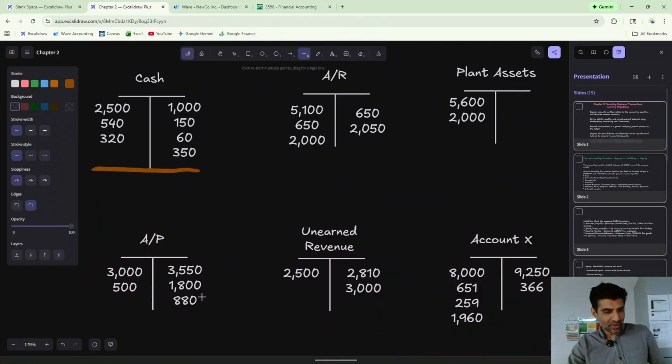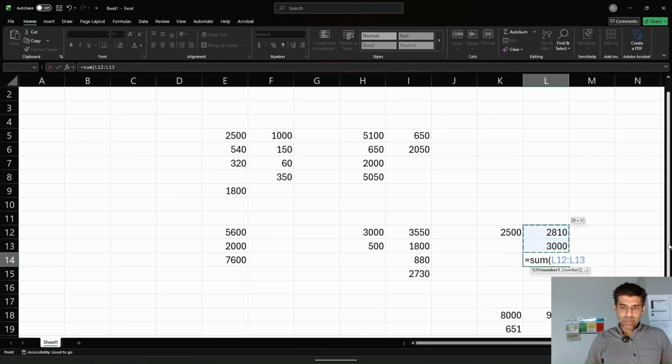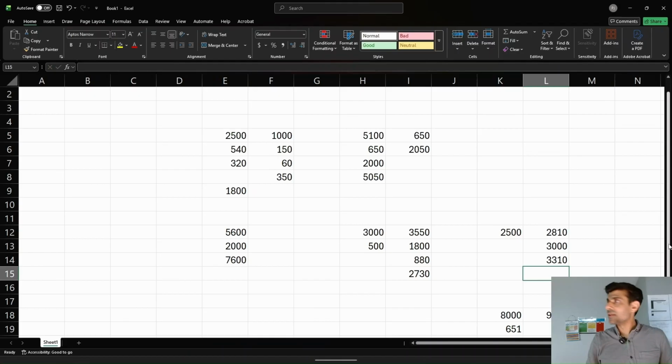Okay, this next one, unearned revenue. Again, I can see that it's a credit balance just visually. So I'm going to add up the credits minus there's only one debit, 3,310.